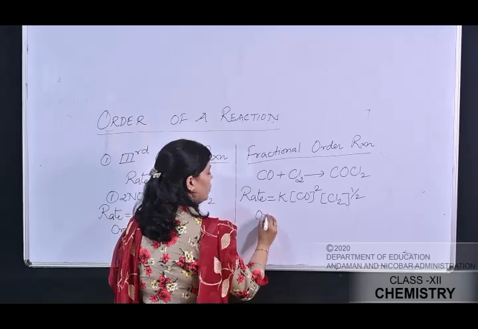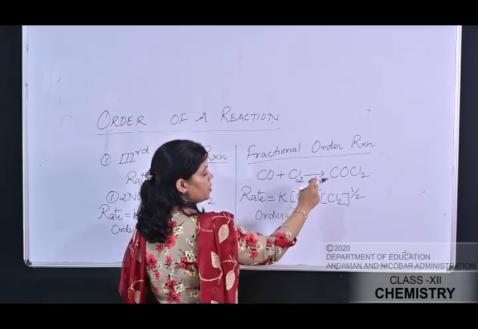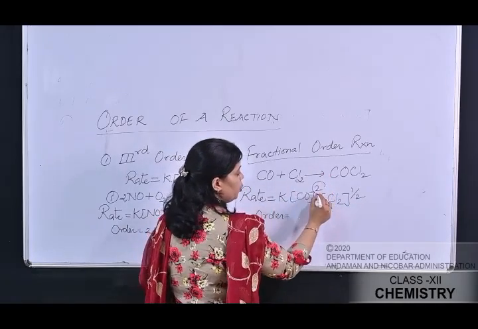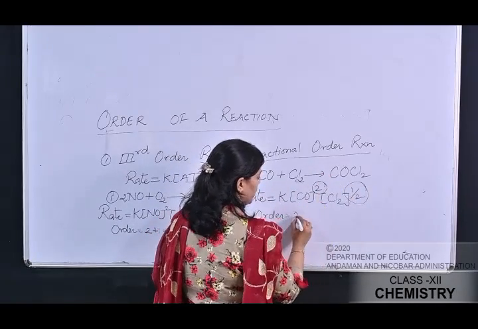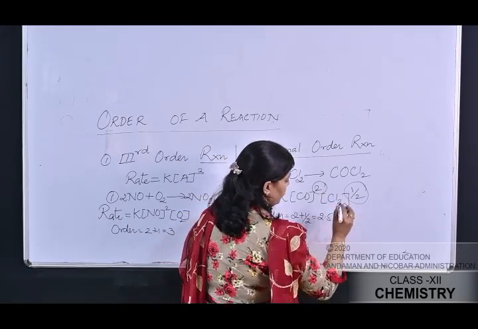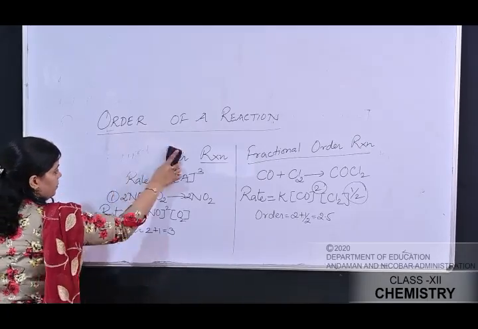After that we calculate the order. What is the order of the reaction? The order of the reaction is the sum of the powers of the concentration terms present in the rate law expression, that is 2 plus 1 by 2, which is equal to 2.5. After that the next reaction is zero order reaction.